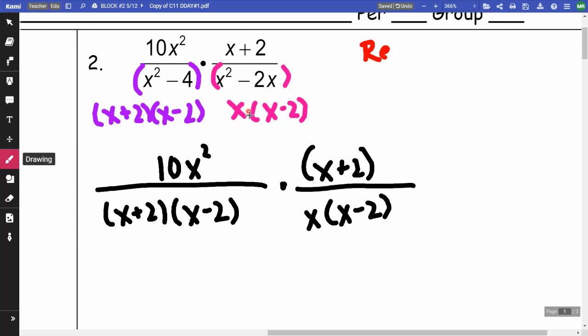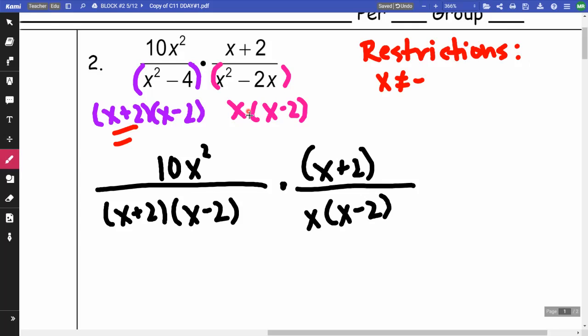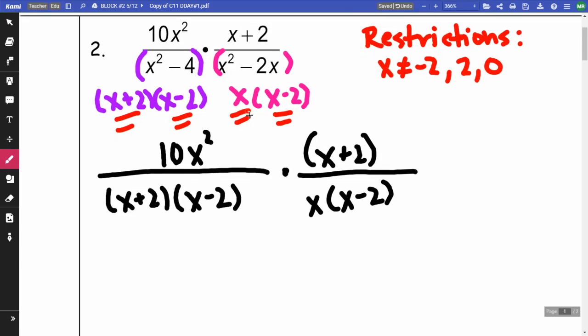So restrictions, you only care what's going to make your denominator 0. So this right here, that would be x cannot be a -2. This right here, x cannot be +2. This right here, x cannot be 0. And this one is again, x cannot be 2, but we don't need to do that twice.